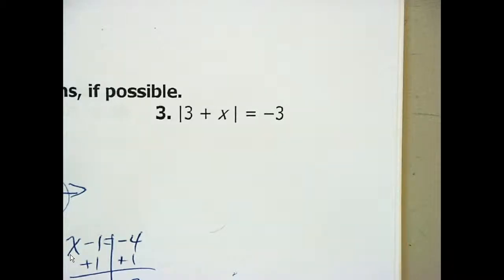Absolute value is a what? Come on, you guys just told me this a minute ago. What does absolute value mean? Distance. Absolute value is a distance. Yeah. Is that possible? No. Can you go a negative distance?